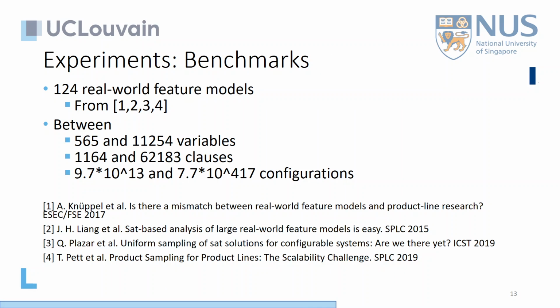So we have tested our approach on 124 real-world feature models that were used in related works. These benchmarks have at least 500 variables in the CNF constraints. They have thousands of clauses, and the number of configurations starts from 10 to the power of 14.